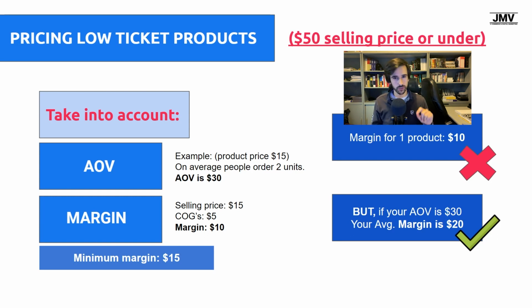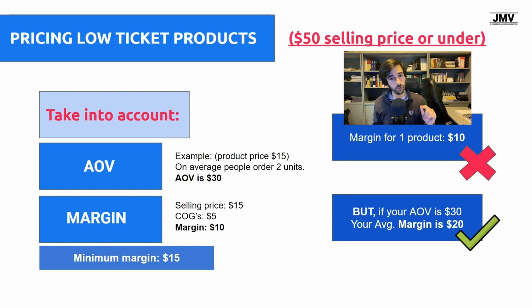Now, this is very important. I recommend that you have a minimum margin of at least $15 for low ticket products that you're going to sell in your store. But you don't just think about the 15 margin on a single unit of the product. And this is where average order value and your average order quantity plays a very big and important role. In this case, for example, your product is priced at 15, but you're selling 2 units on average because people rarely buy just one. Right?